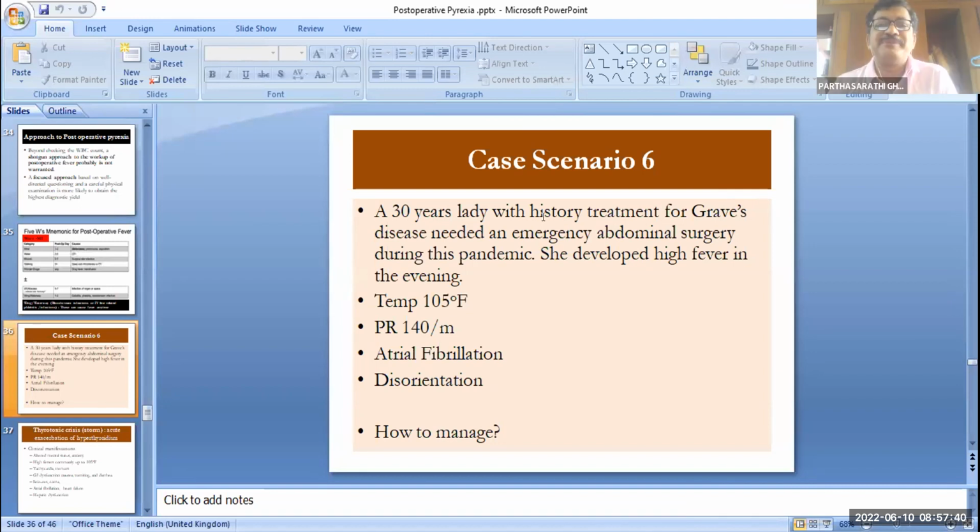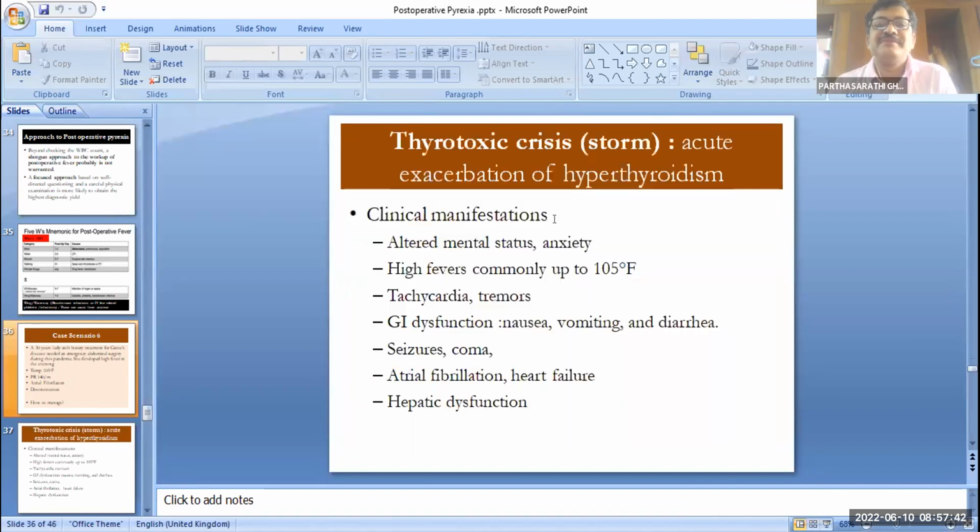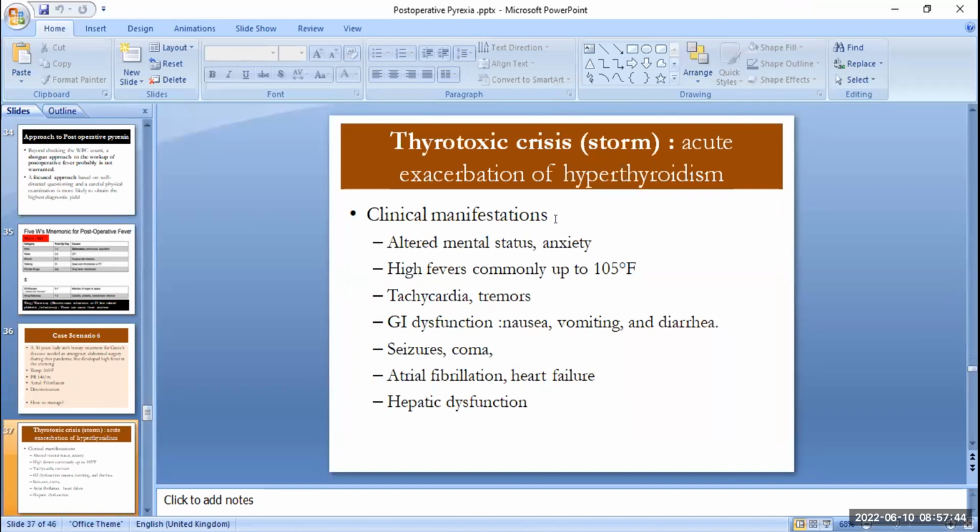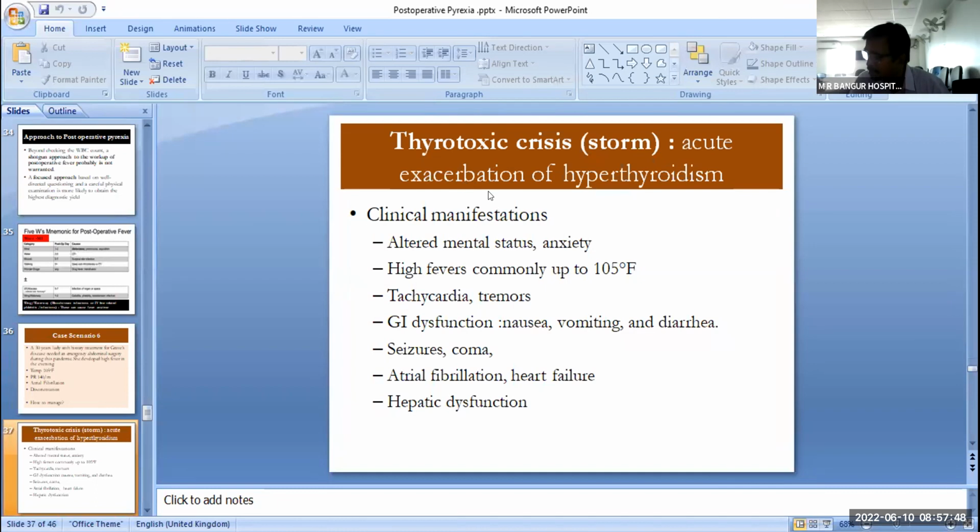What is the term? You said malignant hyperthermia earlier, in a different scenario. Malignant hyperthermia. Yes. It is a classical history. The patient has thyrotoxicosis, underwent surgery for some other reason, or maybe for thyroid also. The patient was inadequately controlled.